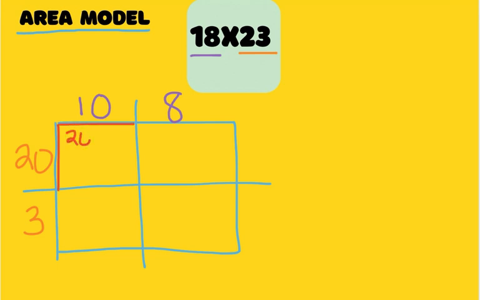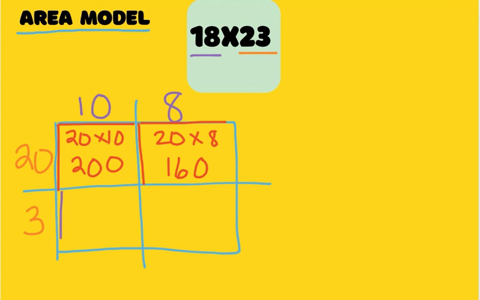So I have 20 times 10, which gives me the partial product of 200. We have 20 times 8, which also gives me the partial product of 160. Then when we get to the bottom, we have our values of length of 3, width of 10. So 3 times 10 gives me 30 as a partial product. And lastly, we have our length of 3 and our width of 8, which gives me the partial product of 24.